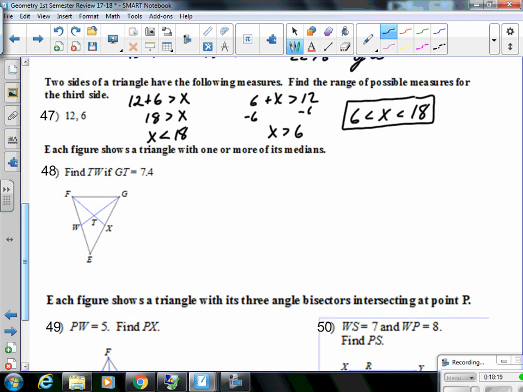48: Each figure shows a triangle with one or more of its medians. All right, so medians go from a vertex to the midpoint, and the medians' intersection is called the centroid. And for the centroid, we know that the distance from the vertex to the centroid is 2/3 of the total length of the segment. So from G to T is 2/3 of GW.